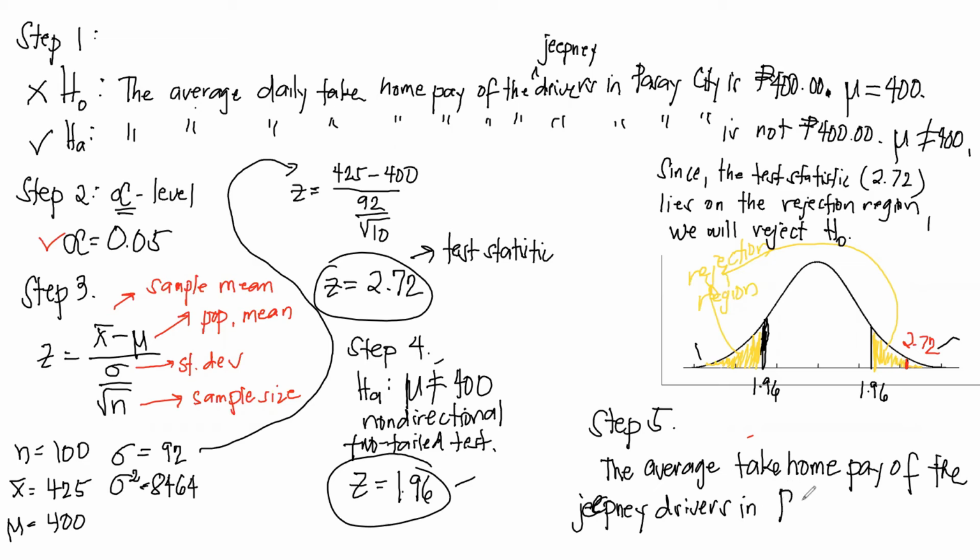in Pasay City is not 400 pesos. So it could be more than 400 pesos or it could be less than 400 pesos, but not 400 pesos. Therefore, the first claim on the problem is not true.